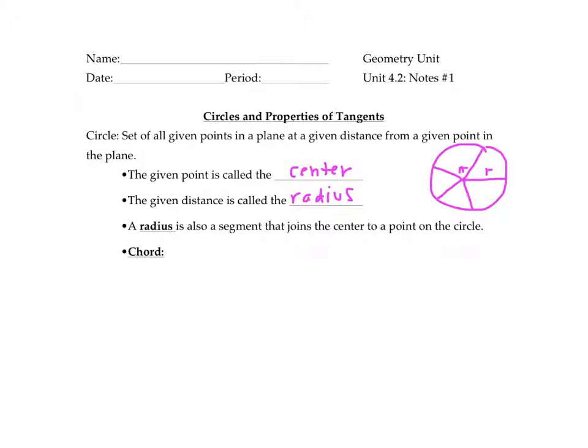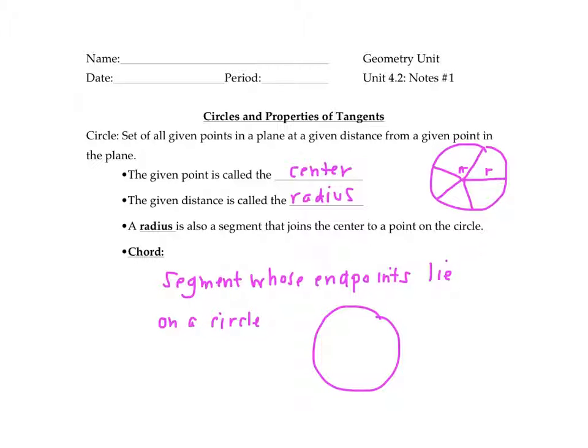All right, a chord is defined as a segment whose endpoints lie on the circle. So for example, if we had that circle A, and I drew a line segment so that its two endpoints B and C were right on the circle, we would say that this is chord BC. So check out the notation, it just looks like the notation for a segment.